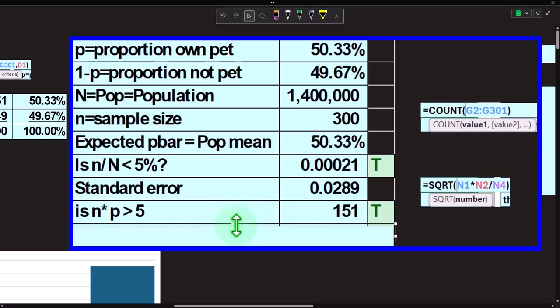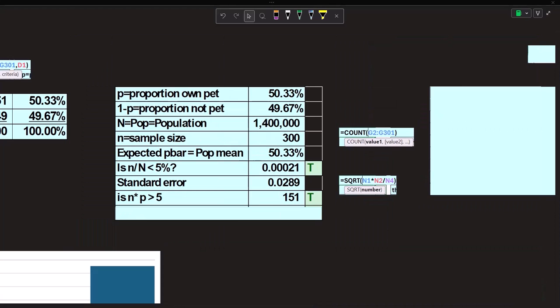And then we have, is N times P greater than 5? This is another test to see whether or not we can use, in essence, the assumption that it's going towards basically a bell-shaped curve. So we want to have the N times P greater than 5 as a check. So if we multiply the little n times p, 50%, we get something greater than 5. So that test has been met.